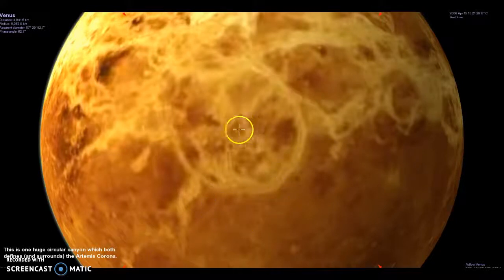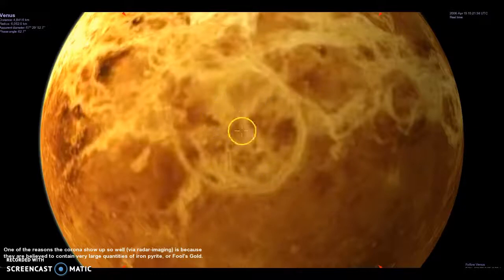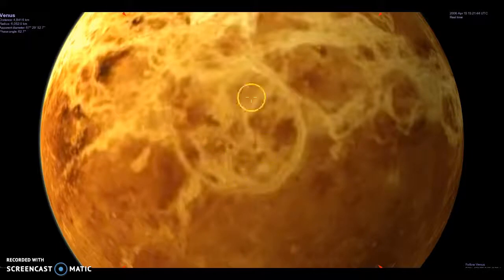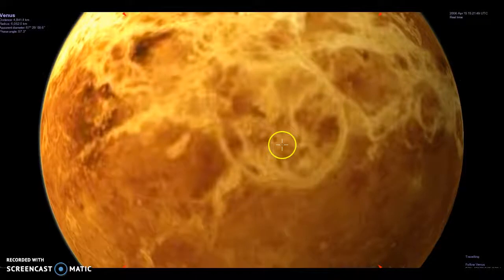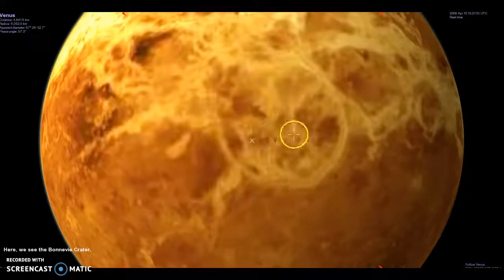And yeah, that is the Artemis corona. Most astronomers believe that these coronas show up because they contain a lot of iron oxide. So that's probably something important to note there. But this script just goes on to explain how a large majority of Venus's features were formed and what shaped it into becoming the planet that it is today.